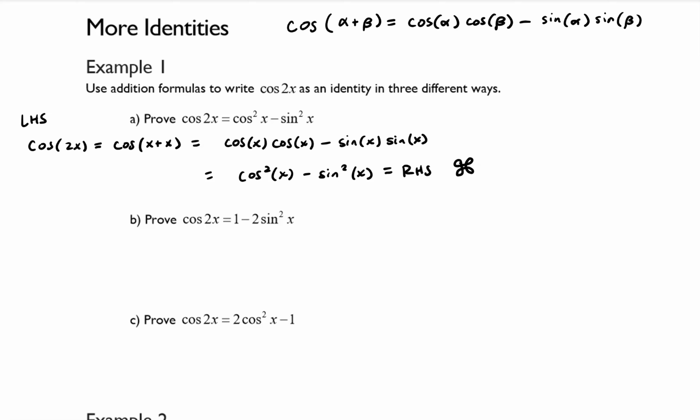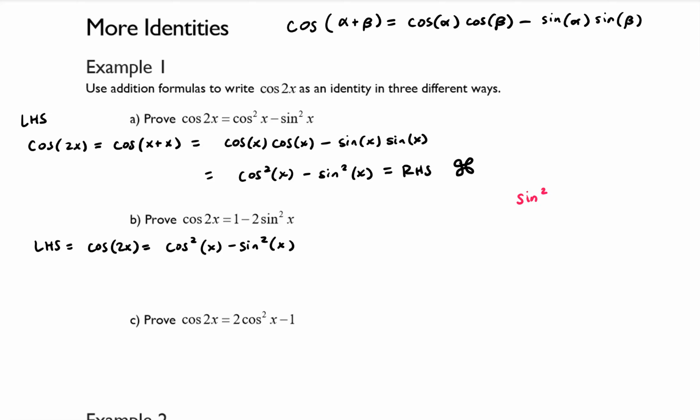Part B wants us to prove that cosine of 2x is equal to 1 minus 2 sine squared of x. Now, I'm going to start off with the left-hand side with cosine of 2x, and I'm going to skip a little bit because I've already done this in the previous step. So we know that cosine of 2x is equal to cosine squared x minus sine squared x. And we're trying to get it so that our new expression only is in terms of sine. And so I'm going to come off to the side here.